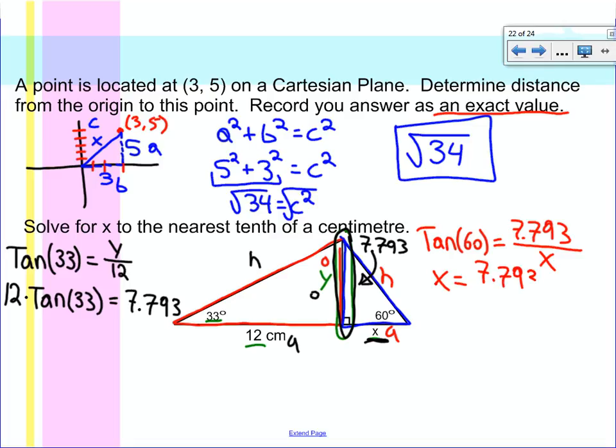Like so. If we put that in our calculator, 7.793 divided by tangent of 60, we would get that x equals 3. Just like that. And it says to the nearest tenth of a centimeter, but it would be 2.99, so that would round up to 3.0. So we could drop 0.0 in there if we really want to get technical.